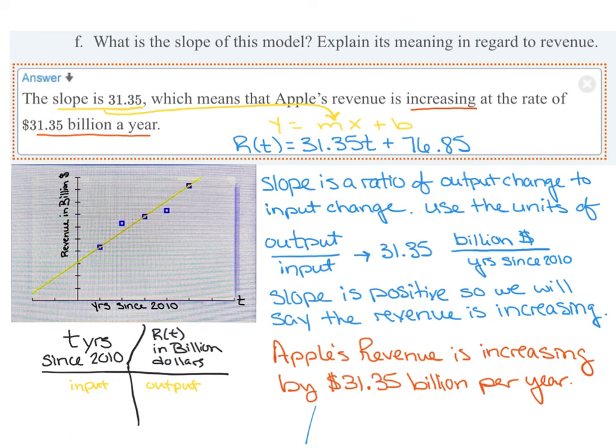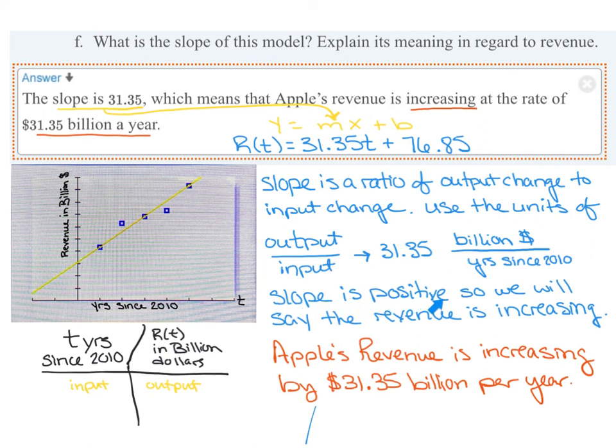But using the labels for the output and the input is important when trying to write your sentence for the meaning of slope. Slope is a ratio of the output change to the input change, and using the units that go with your output and the units that go with your input will help you write a good sentence. So this was our slope, and the units for our output was billions of dollars, and the units for our input was years since 2010. Again, vertical change output and horizontal change input. And if you always put the label for your vertical axis here and the label for your horizontal axis here, it'll help you write your sentence.